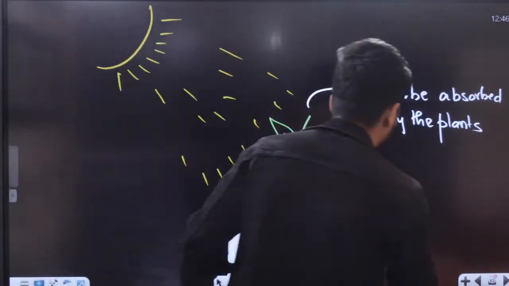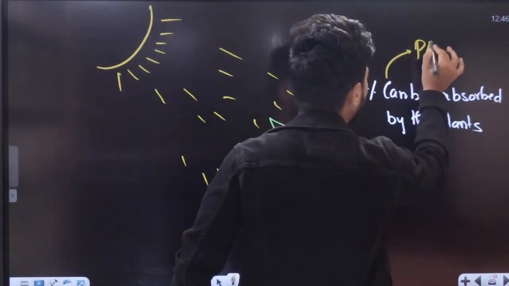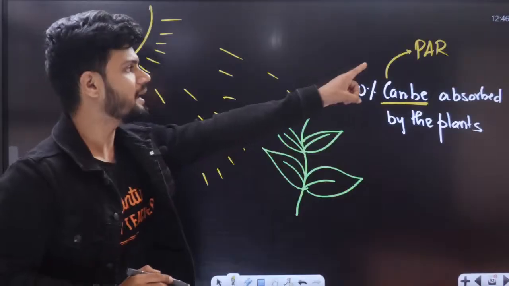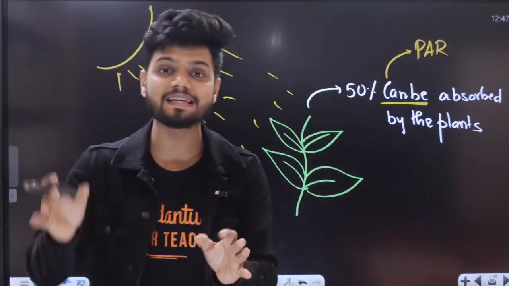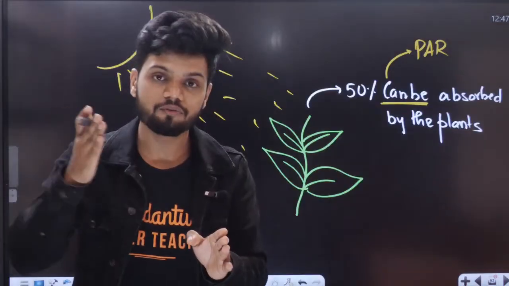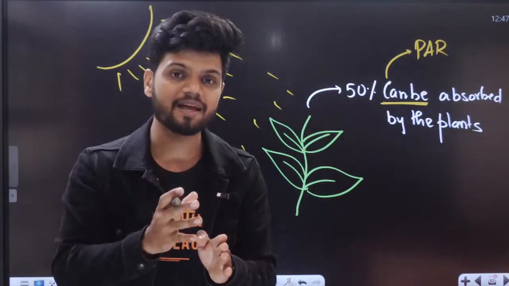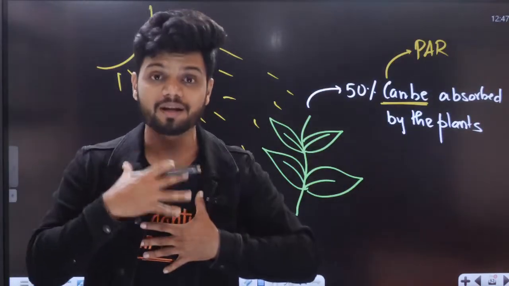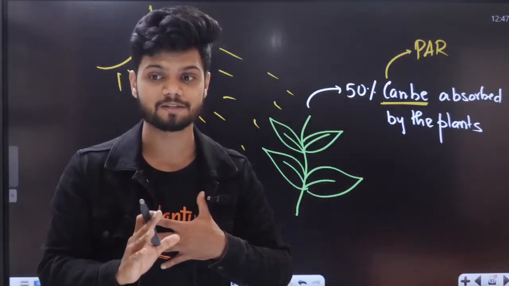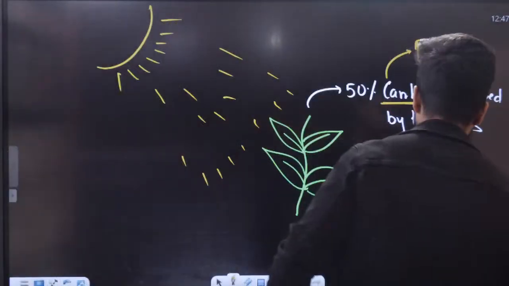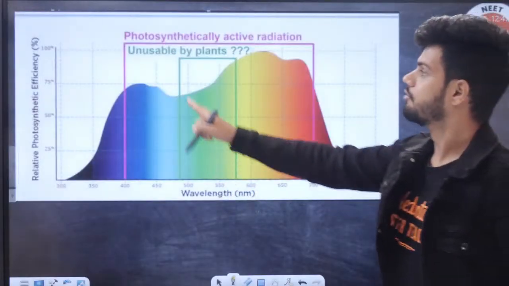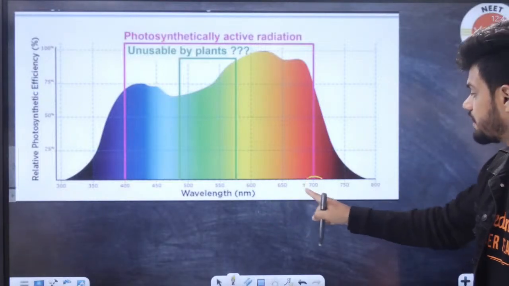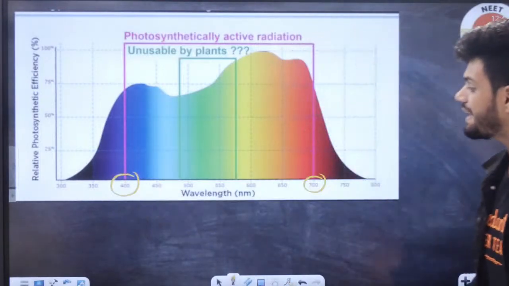And this is called PAR. Can be, this is a beautiful word. Can be absorbed by the plants. That's called PAR, photosynthetically active radiation. Photosynthetically active radiation is a range between 400 to 700 nanometer, which can be absorbed by the plants. Can be is a very important phrase there. This is called your PAR.